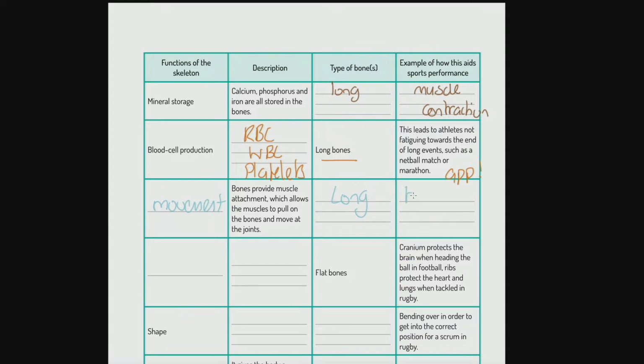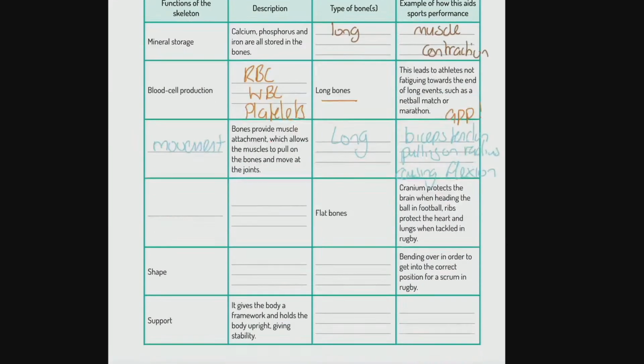But let's give an example of how this aids performance. What about a bicep tendon? Obviously, the bicep pulling on the tendon. Bicep tendon pulling on radius. That's where it inserts. Causing, I'll just put flexion, but of course what I mean there is elbow flexion. Okay, so causing flexion. Let's call it an upwards phase of a dumbbell curl or something like that.